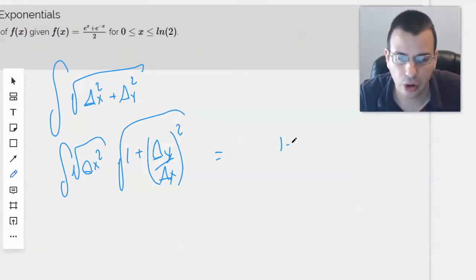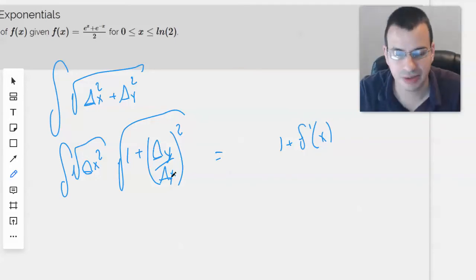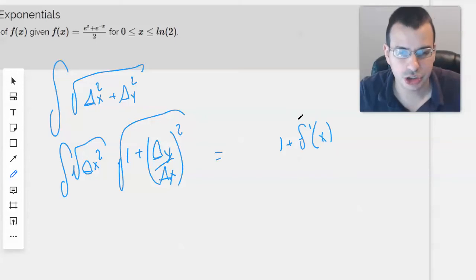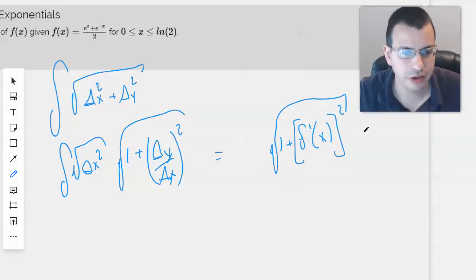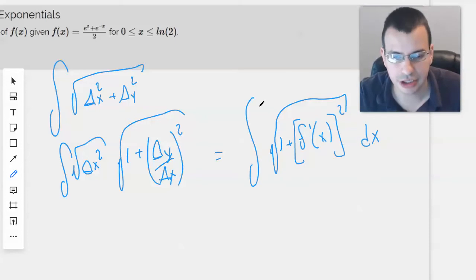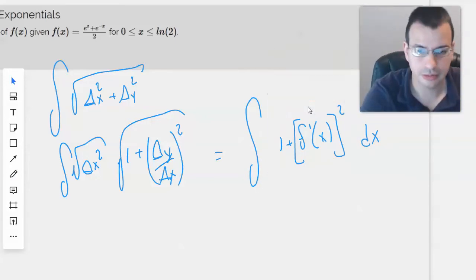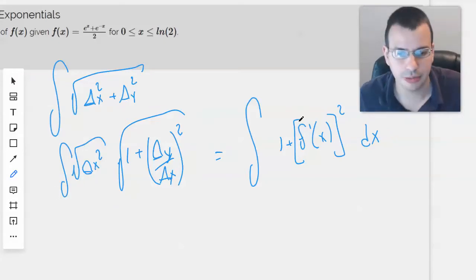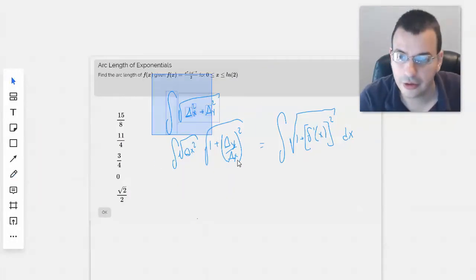So we have 1 plus, I'm going to say f prime of x, because f prime of x is basically dy dx. And this will be squared, square rooted dx integrated. Except for that radical, this looks pretty reasonable. There we go. Now I'll stick with the same color blue. Much more pointy. Okay, and so here's our formula that we're going to work with.